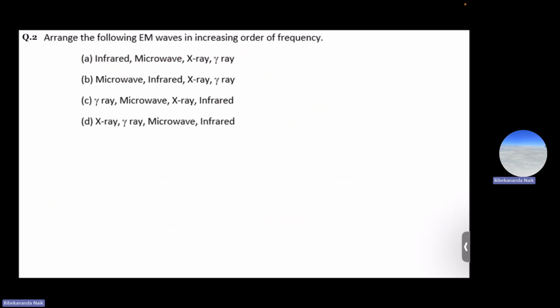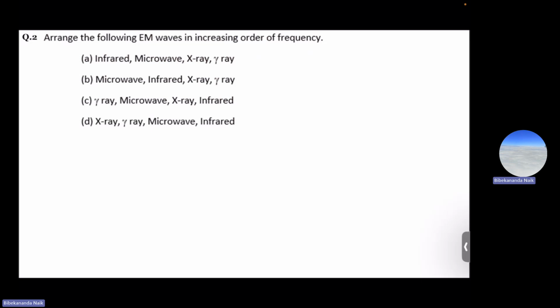So now we move to question number 2. Question number 2 says, arrange the following EM waves in increasing order of frequency. Option A, infrared, microwave, X-ray, gamma ray. Option B, microwave, infrared, X-ray, gamma ray. Option C, gamma ray, microwave, X-ray, infrared. Or option D, X-ray, gamma ray, microwave, infrared.